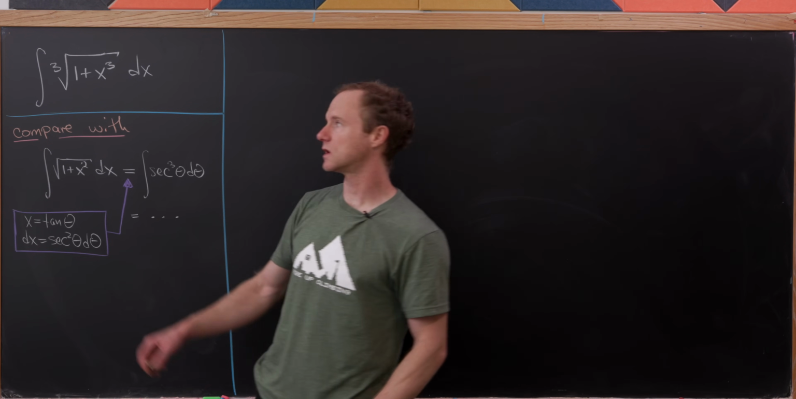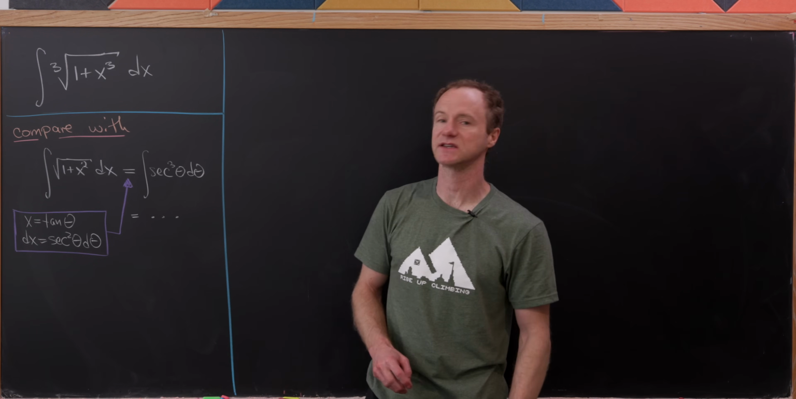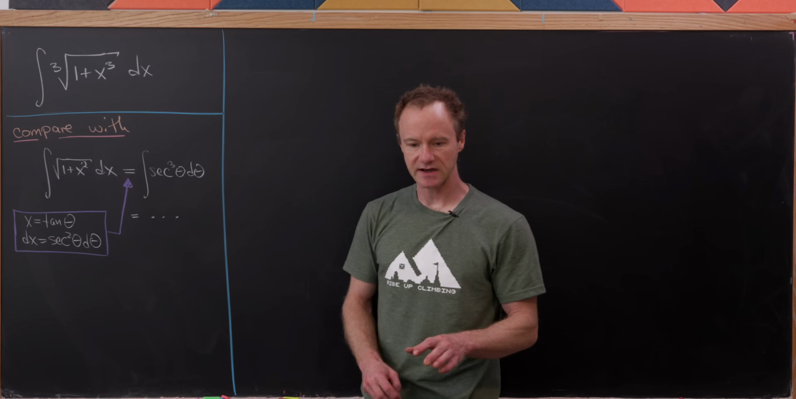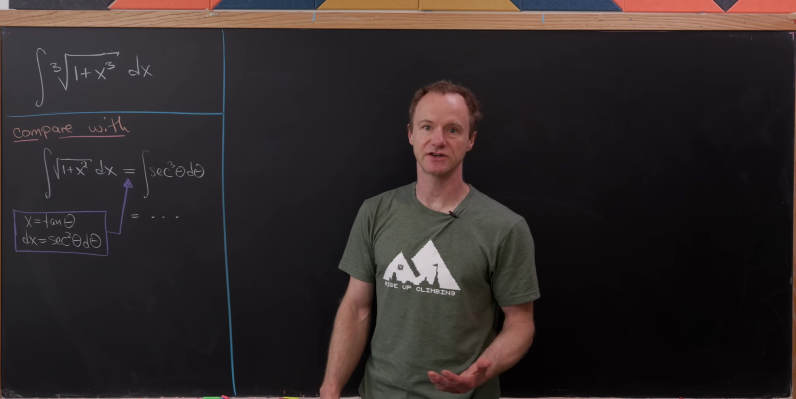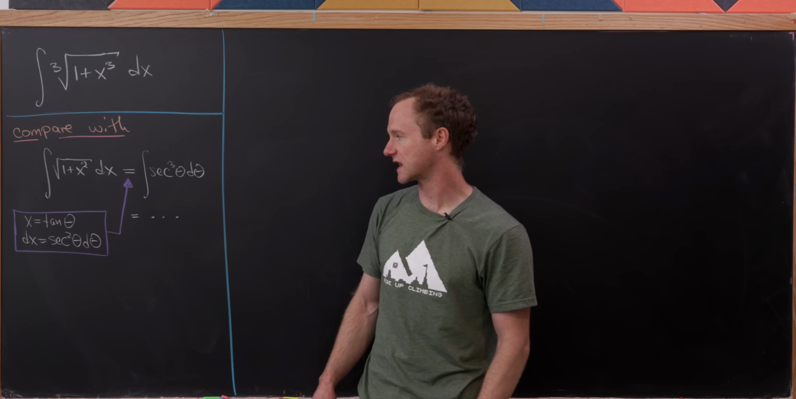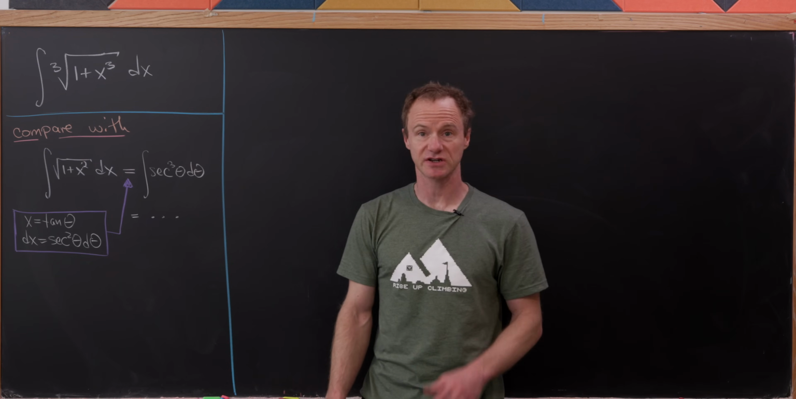So our goal is to find the antiderivative of the cube root of 1 plus x cubed. And to get started, I'd like to compare this with the antiderivative of the square root of 1 plus x squared, which you would evaluate using trigonometric substitution.